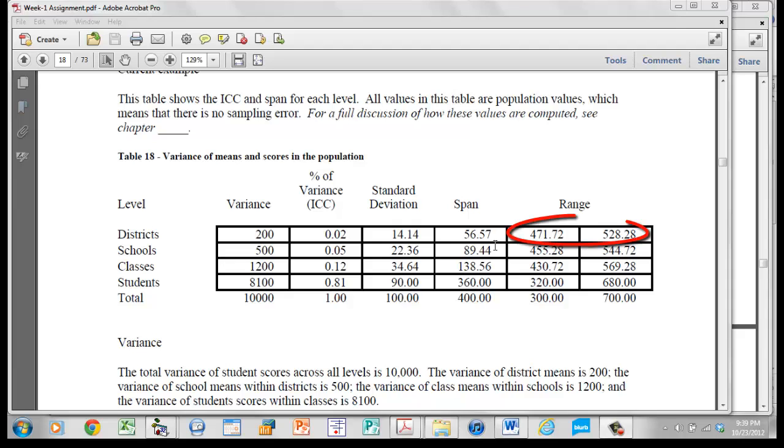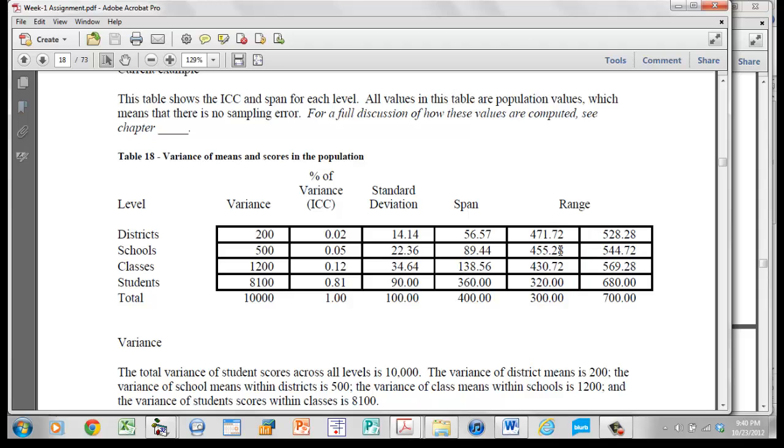So if the mean is 500 and there's a span of 56, we can take half of that and put it below the mean, which gives us 471 as the lower limit, and half of it and put it above the mean, which gives us 528, which is the upper limit. The way that we get these numbers, again, to be explicit: 500 minus 2 standard deviations gives us this, 500 plus 2 standard deviations gives us this.